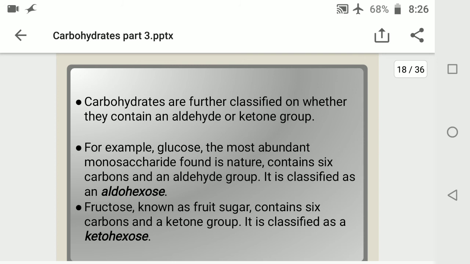Carbohydrates are further classified on whether they contain an aldehyde or ketone group. For example, glucose, the most abundant monosaccharide found in nature, contains 6 carbons and an aldehyde group. It is classified as an aldohexose.